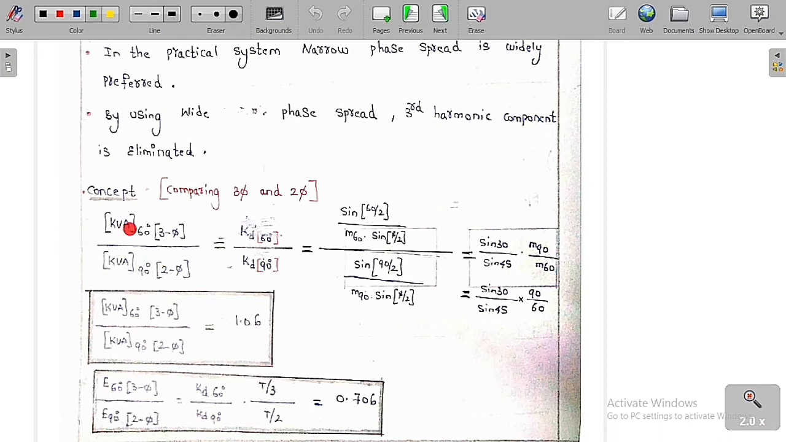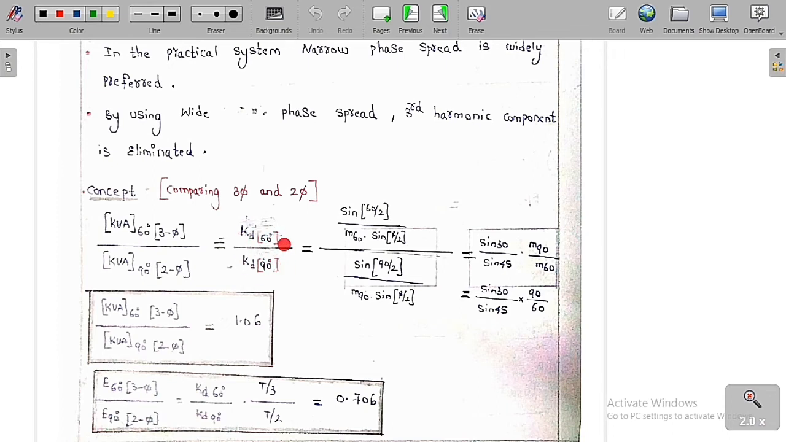So KVA rating of the 60 degree faceplate of the three phase system, and for the two phase system the faceplate, I have already told you one important formula: for an n phase system the faceplate is 180 by n. For two phase we substitute n is equal to 2. So 180 by 2 is nothing but 90 degree. So the KVA rating of the 60 degree faceplate for the three phase system by the KVA rating of the 90 degree faceplate for the two phase system is the ratio of the corresponding KD. So KD is the distribution factor for the 60 degree faceplate by the distribution factor for the 90 degree faceplate.